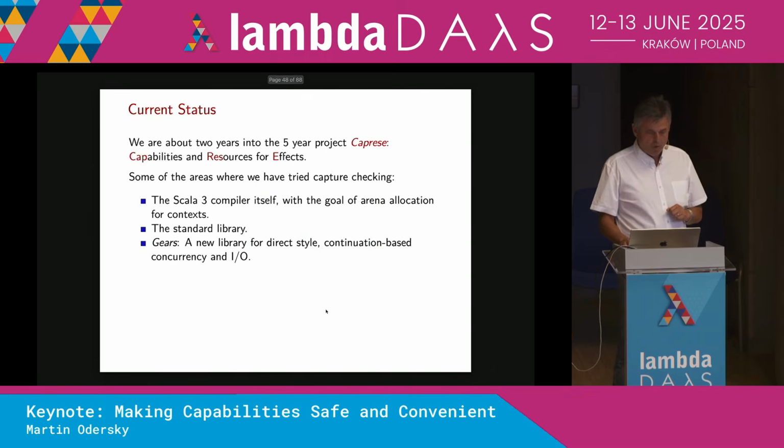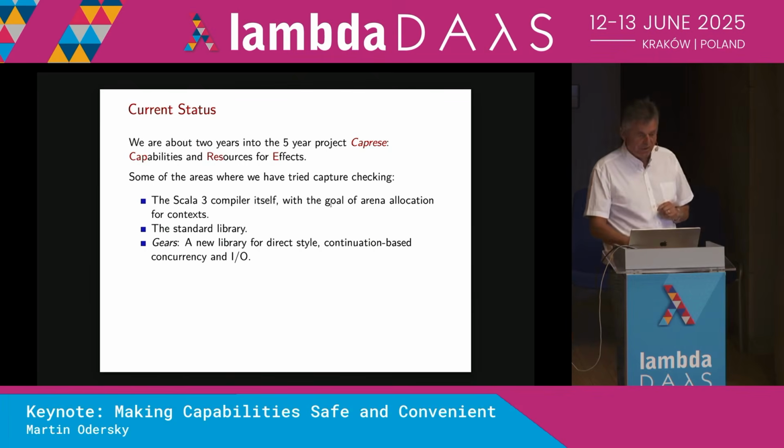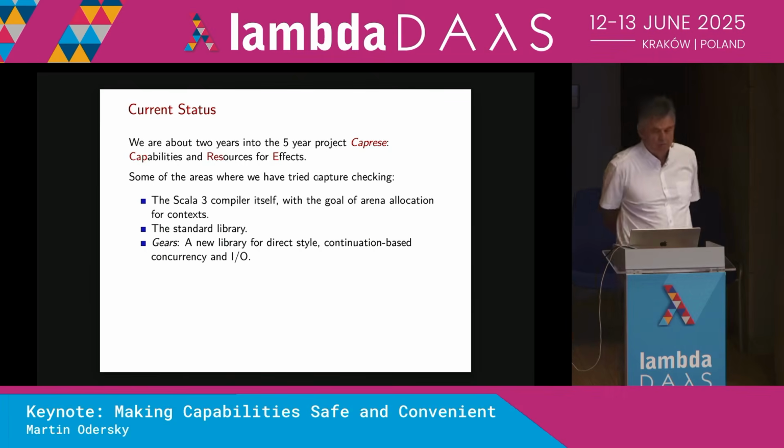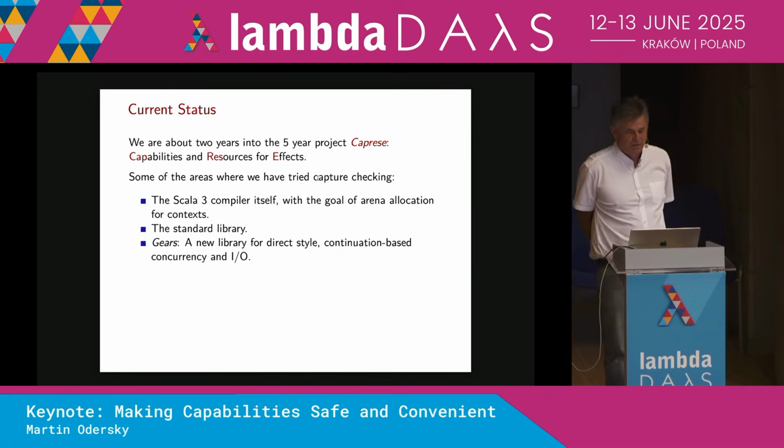Okay. So what's the current status, going back to the practicalities? We are about 2 years into the 5-year project Caprice, which is called Capabilities and Resources for Effects. We have tried capture checking in the Scala 3 compiler itself, with the goal of doing arena allocation of context. So capabilities, since they control lifetimes, also let you do something like arena allocation or things like that.